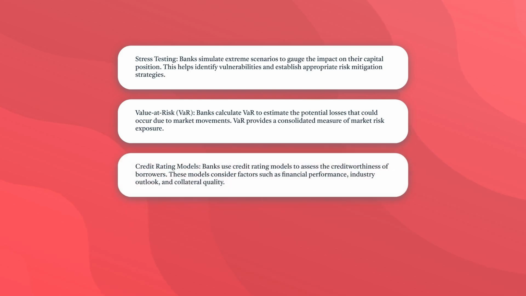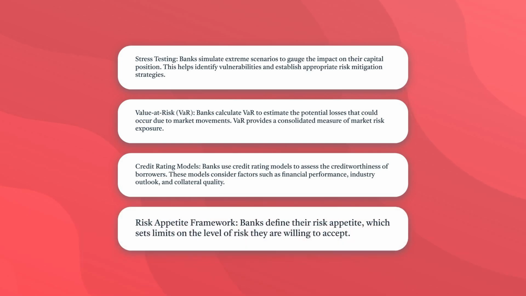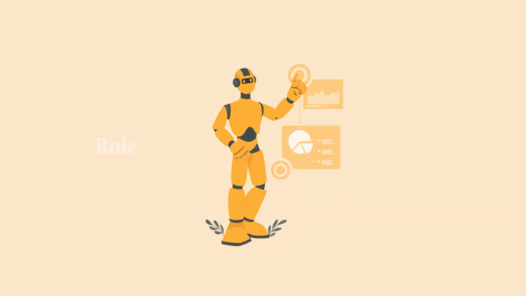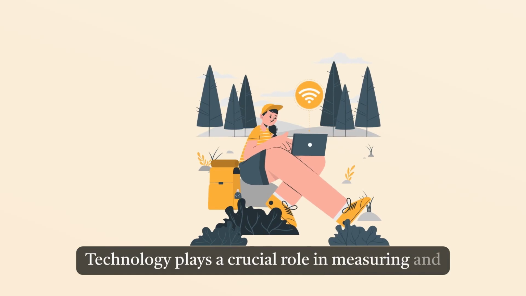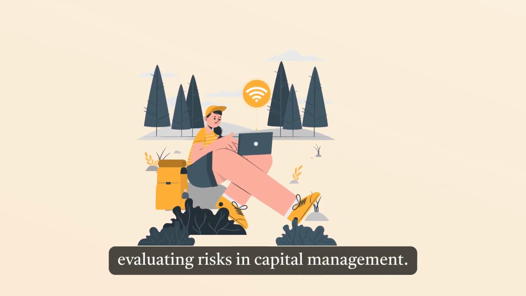Credit rating models. Banks use credit rating models to assess the creditworthiness of borrowers. These models consider factors such as financial performance, industry outlook, and collateral quality. Risk appetite framework. Banks define their risk appetite, which sets limits on the level of risk they are willing to accept. Role of technology. Technology plays a crucial role in measuring and evaluating risks in capital management.